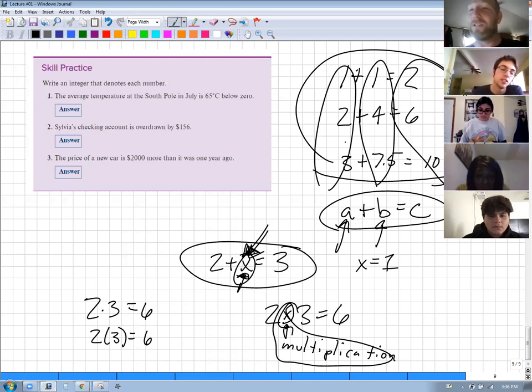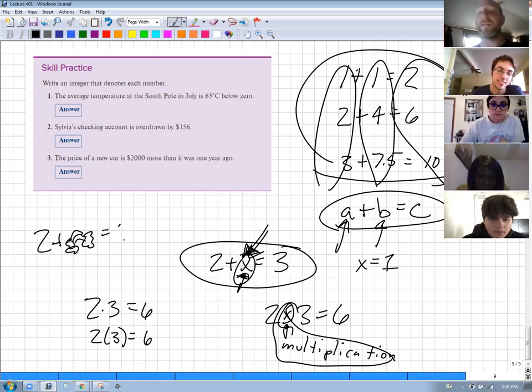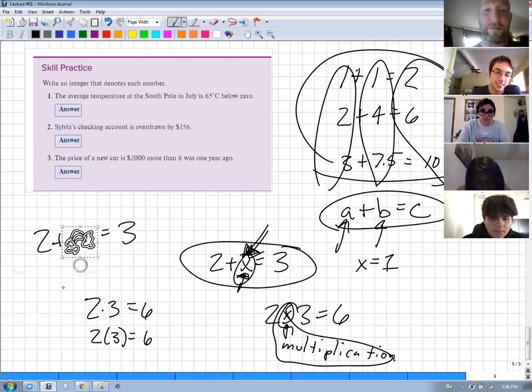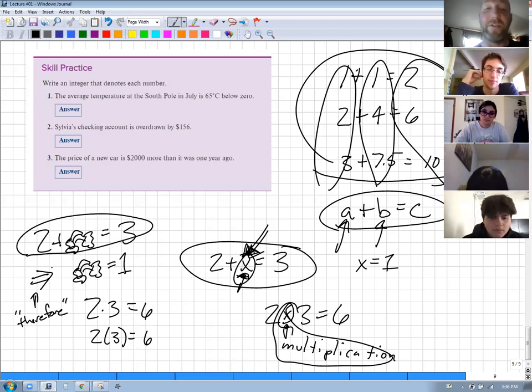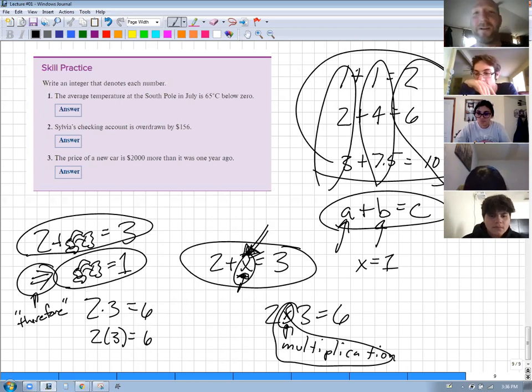Okay? I could have written 2 + a rainbow, in black and white, right? That means rainbow has to equal 1. That's what that symbol means. Or if 2 + rainbow = 3, then rainbow equals 1, right? All right, let's move on here.